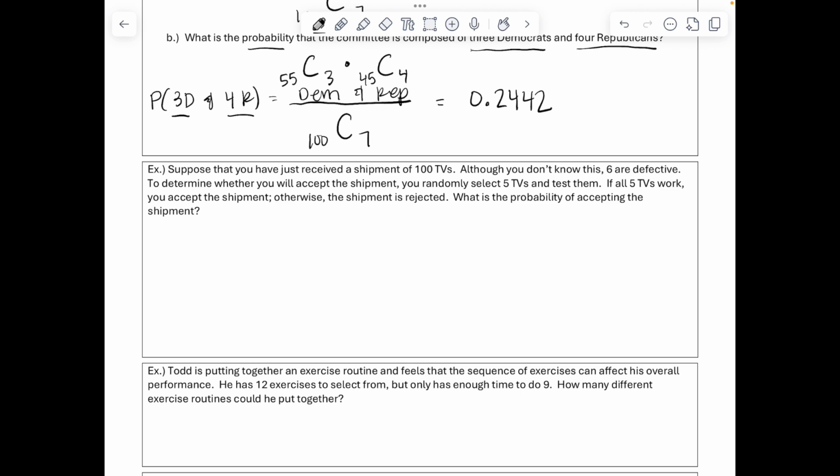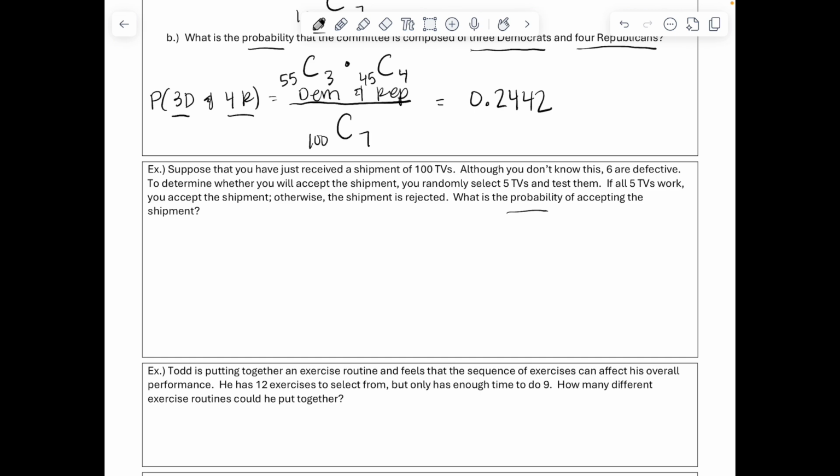The next example, right below, says, suppose that you have just received a shipment of 100 TVs. Although you don't know it, 6 are defective. To determine whether you will accept the shipment, you randomly select 5 TVs to test them. If all 5 TVs work, then you accept the shipment. Otherwise, the shipment is rejected. What is the probability of accepting the shipment?